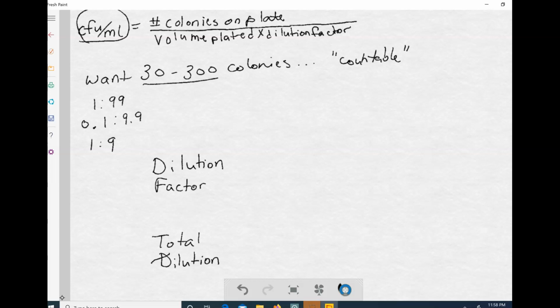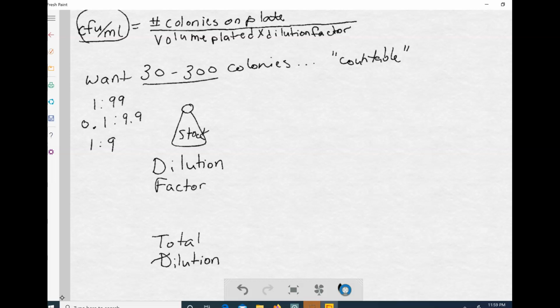And then we want to be able to count colonies and use the dilution factor, the total dilution of the particular plate, to calculate the concentration of colony forming units in your initial solution. So here I'm going to imagine I have some sort of a stock solution that has a whole bunch of bacteria in it, and I'm going to demonstrate a number of serial dilutions.